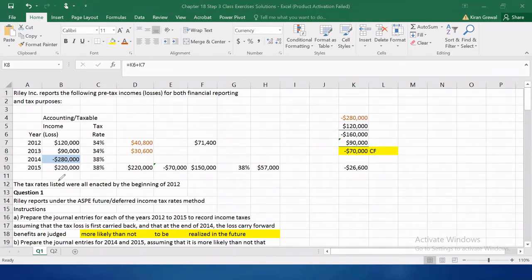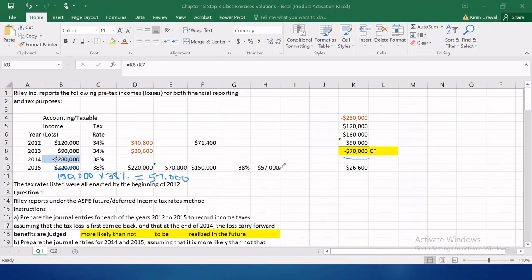okay, so we no longer would have 220 as our income. If we take 220 minus the 70 that we have, we get income of 150 instead. Right? So we only have to pay tax on 150 instead of paying tax on the 220. 150 times the 38% is going to get us current tax expense of 57,000.